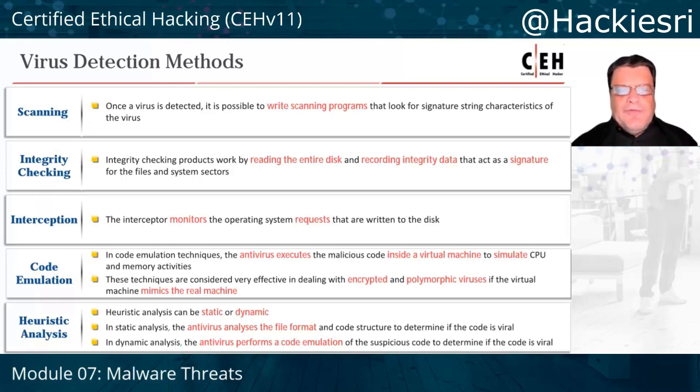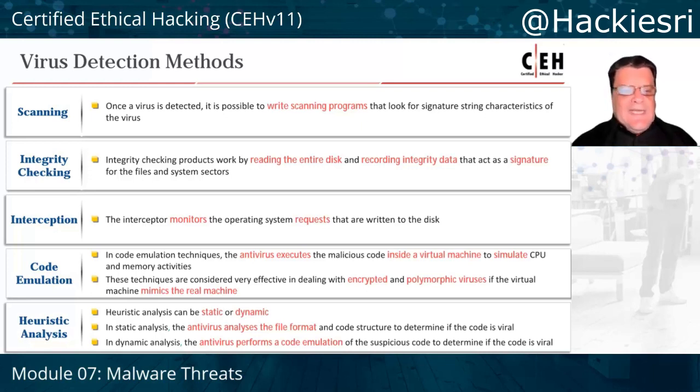The interceptor monitors the operating system requests that are written to the disk. Next, code emulation. In code emulation techniques, the antivirus executes the malicious code inside a virtual machine to simulate CPU and memory activities. These techniques are considered very effective in dealing with encrypted and polymorphic viruses if the virtual machine mimics the real machine. As I previously mentioned when we went over different types of viruses, encrypted and polymorphic viruses are some of the most difficult to detect, and therefore code emulation is a powerful tool in this arena.